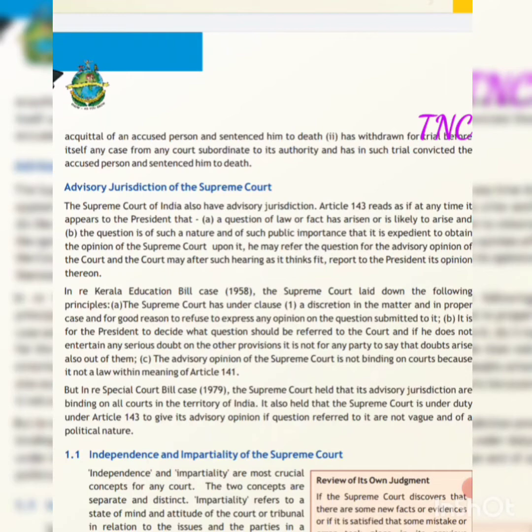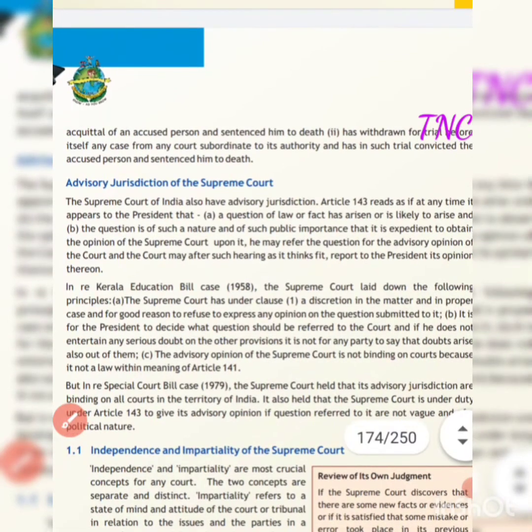Advisory jurisdiction means to advise. Whom will they advise? The President.